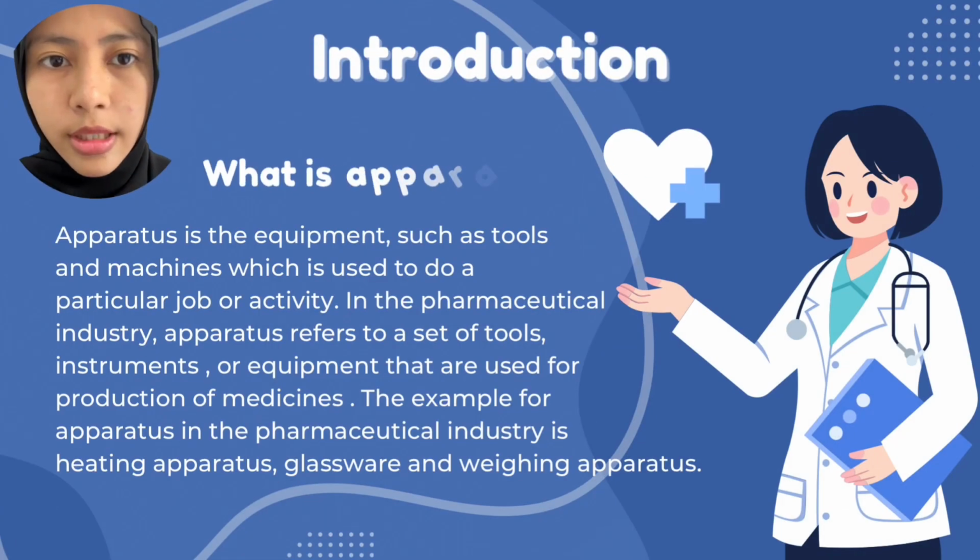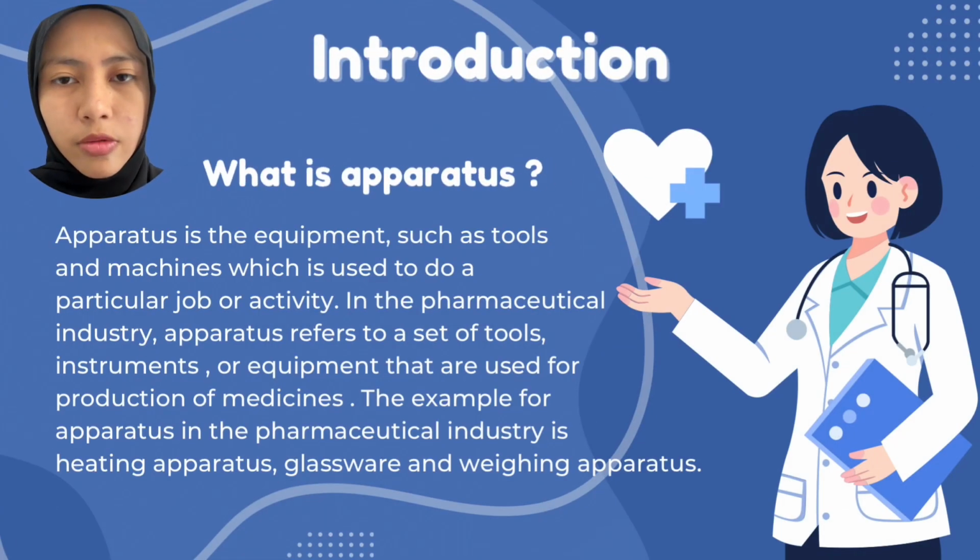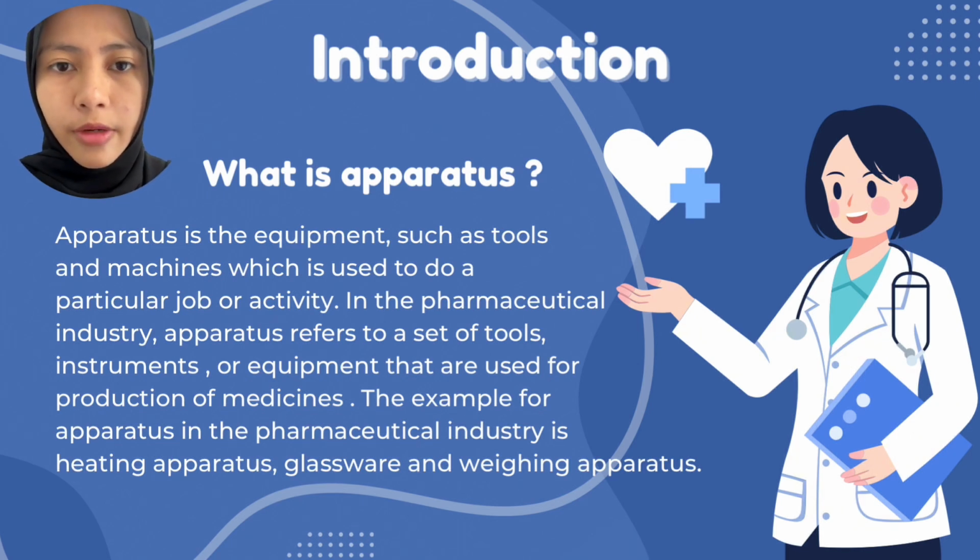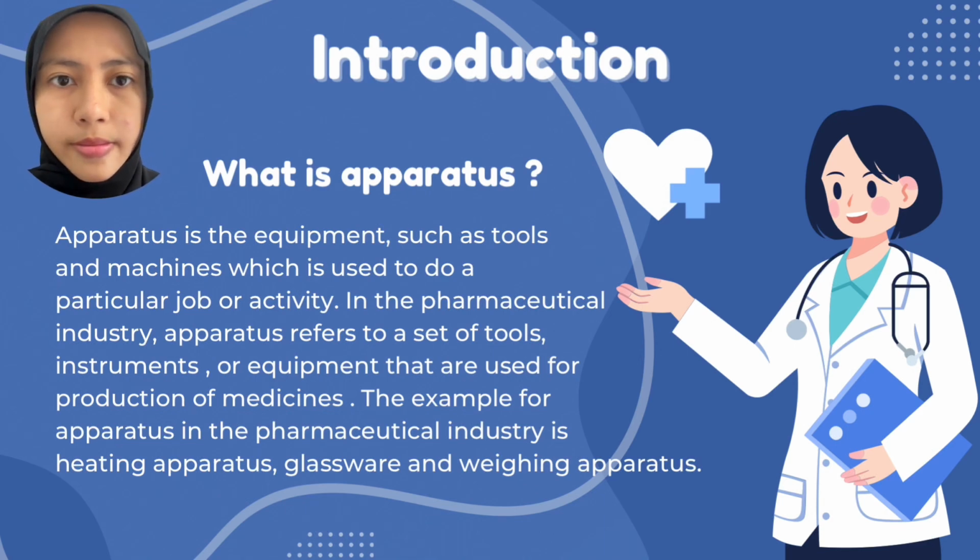Okay, so in this part, I will explain what apparatus is. Apparatus is the equipment, such as tools and machines, which is used to do a particular job or activity. In the pharmaceutical industry, apparatus refers to a set of tools, instruments, or equipment that are used for production of medicines. Examples of apparatus in the pharmaceutical industry are heating apparatus, glassware, and weighing apparatus.